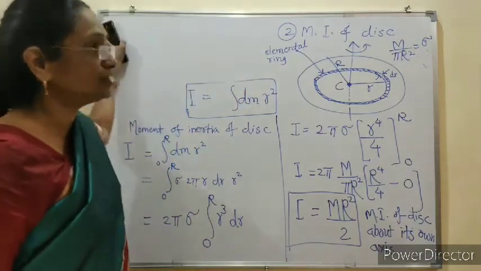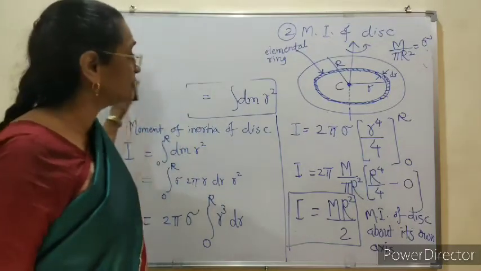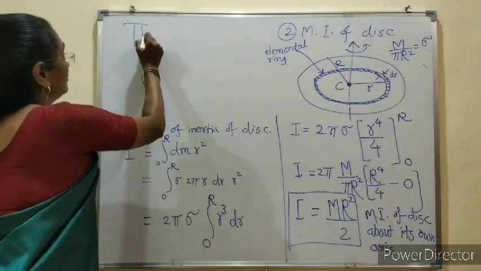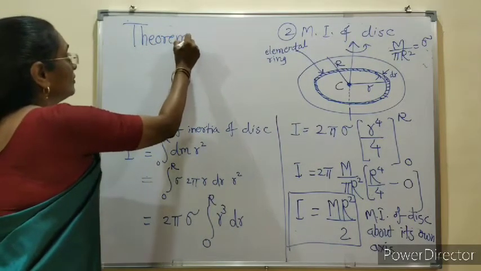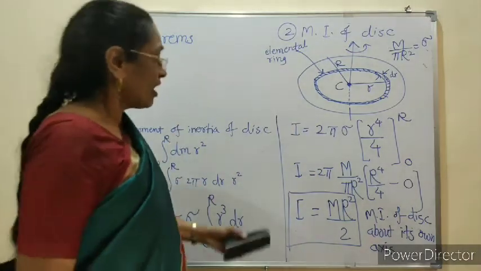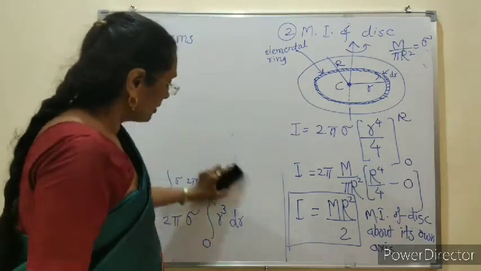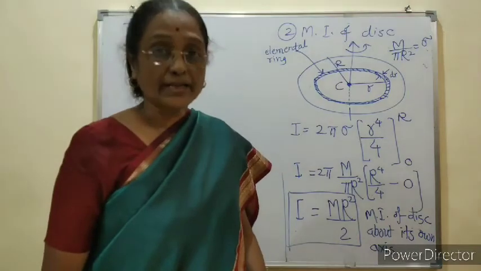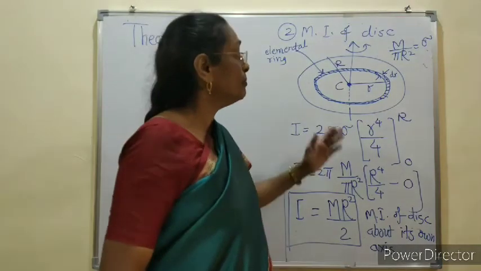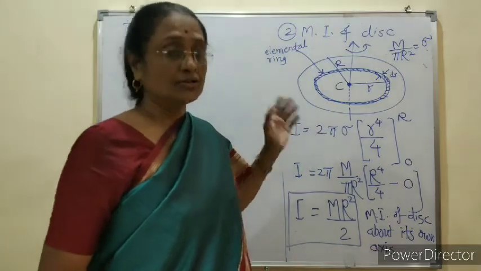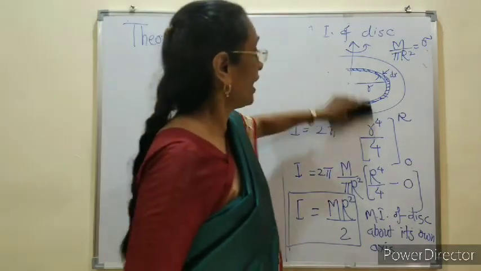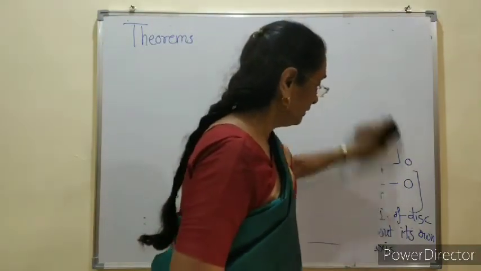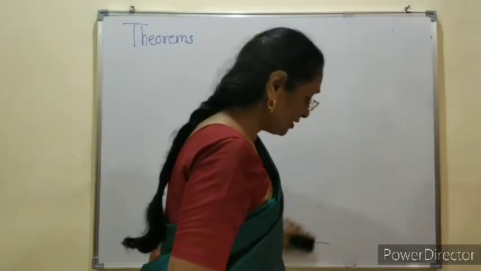Now we proceed to the next point in this chapter. That point is theorems. Those theorems are used to determine the moment of inertia of a rigid body about a given axis. The given axis may sometimes be its own axis, and sometimes an axis other than its own axis. So for that, there are two theorems.